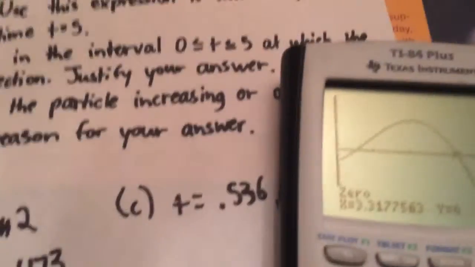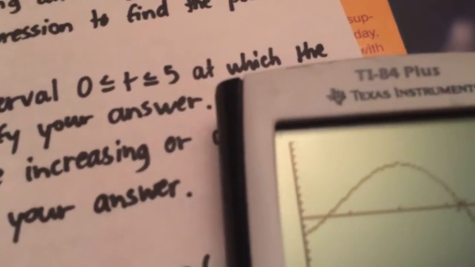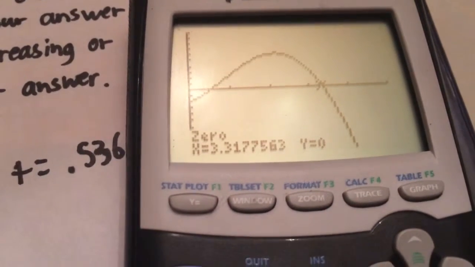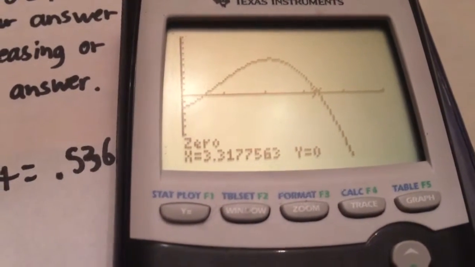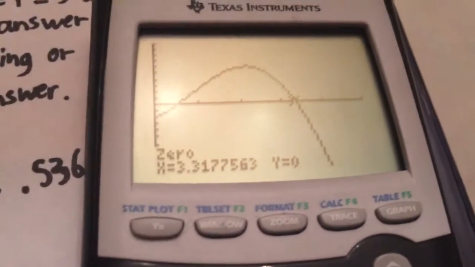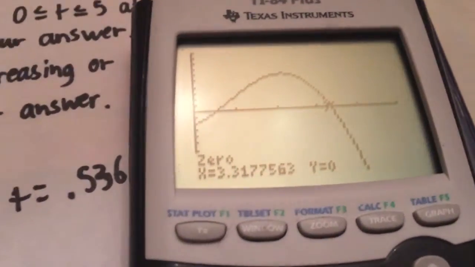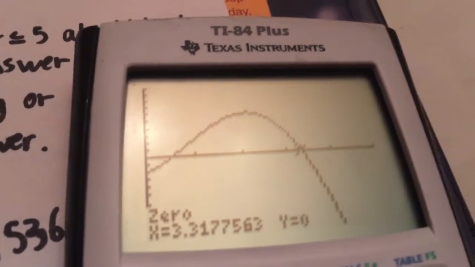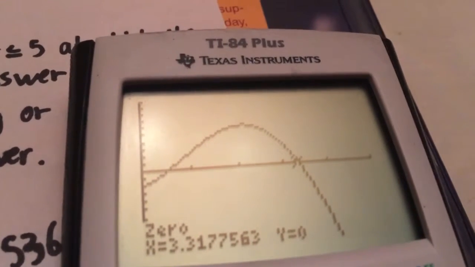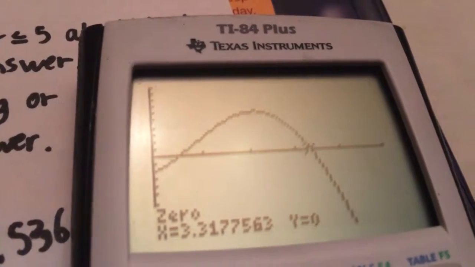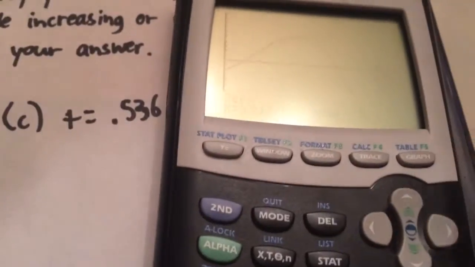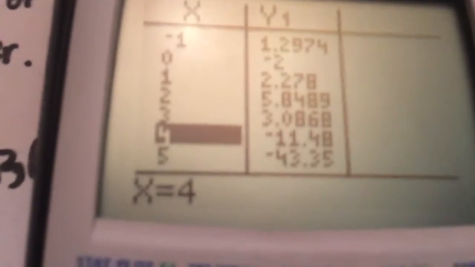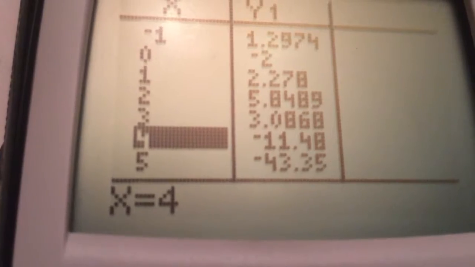Well, basically, first what you need to know is that if the speed of a particle and the acceleration both have the same sign, meaning if they both are negative or they both are positive, the particle will be increasing speed. But if they have conflicting signs, meaning if the speed is negative and the acceleration positive, the speed will decrease. It's not increasing. So we're looking to see if the signs of both the speed and the acceleration are the same. So to do that, I'm first going to look at my table here and see what t at time equals 4 gives me. And that is certainly a negative number, negative 11.48.